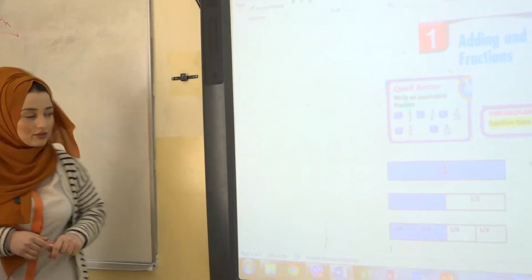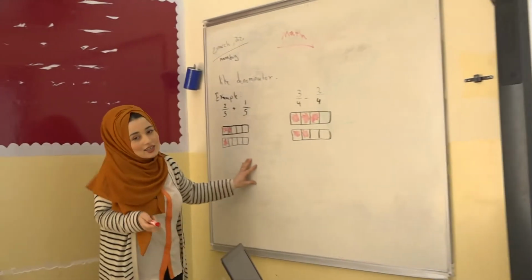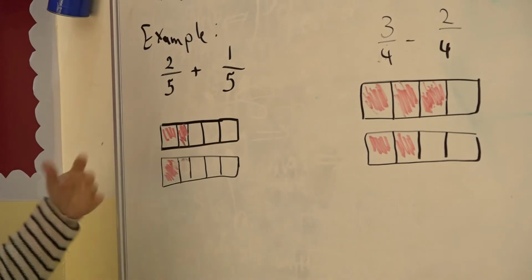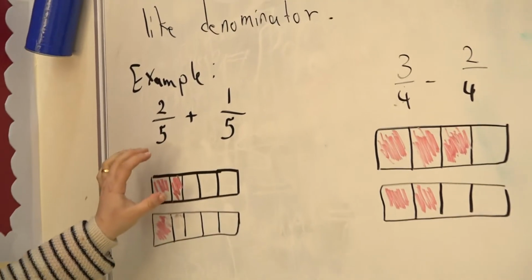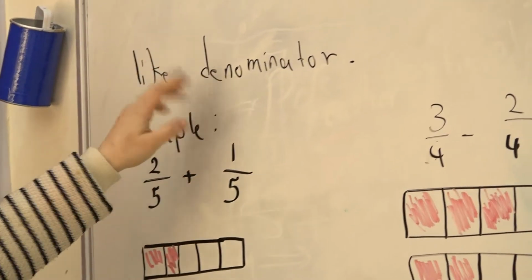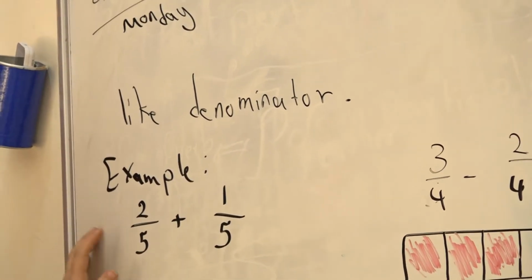For example, look at this. Say we have like denominators. That's so easy when we use the fraction bar. When we have like denominators, it's not a problem, we directly add.